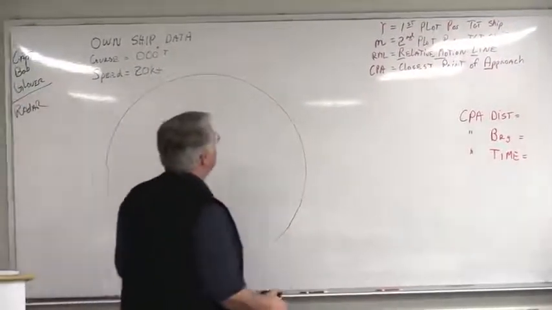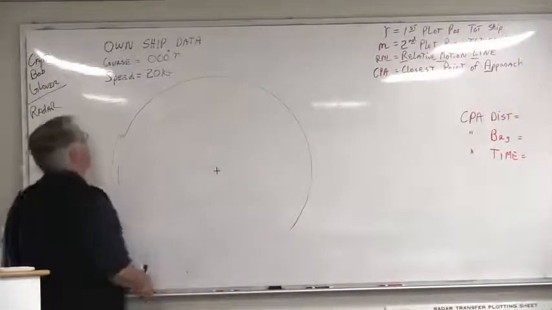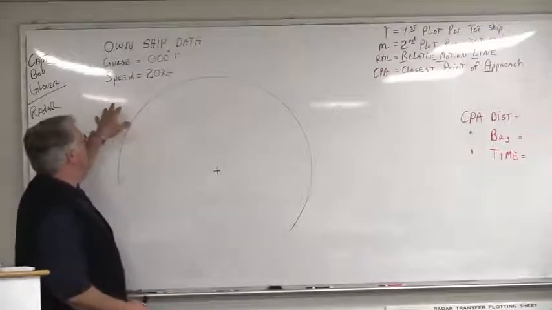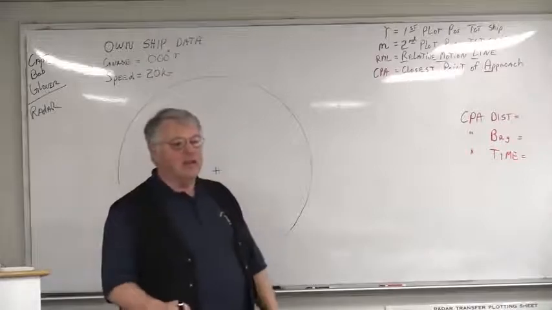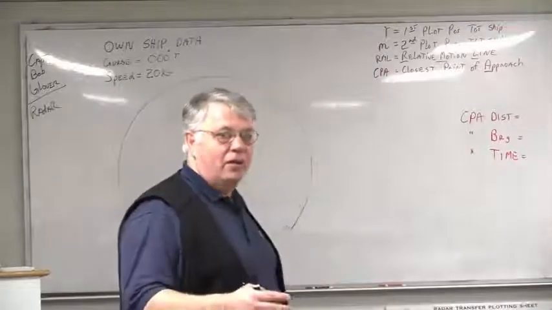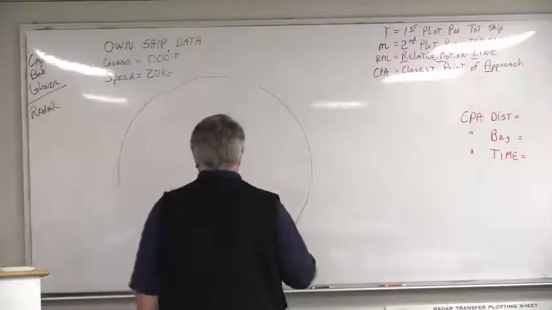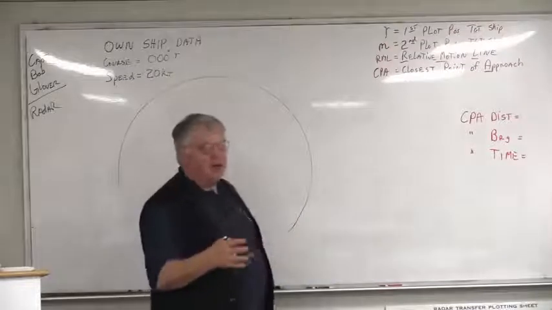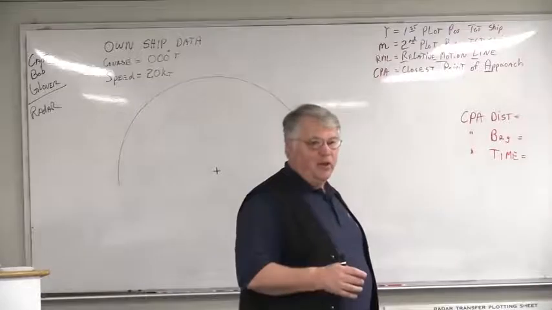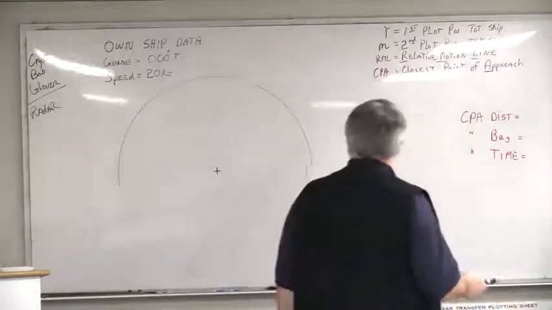All right, let's go ahead and start a plot. First of all, we've got to have our own ship data, so I wrote that up here on the board. We're at 000 degrees true at 20 knots. Our story is that we just came around Cape Hatteras and we're northbound heading for New York, and it's a beautiful sunny day out. We want to practice our plotting because we haven't done it in maybe a couple of weeks. So we pull out our radar transfer plotting sheet and we're standing watch, doing our due diligence.